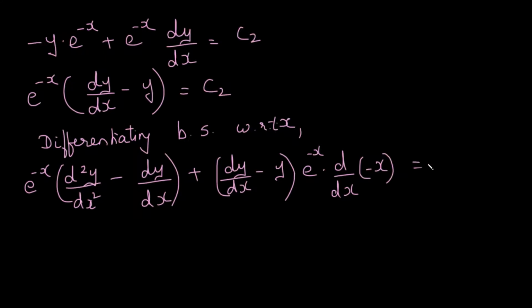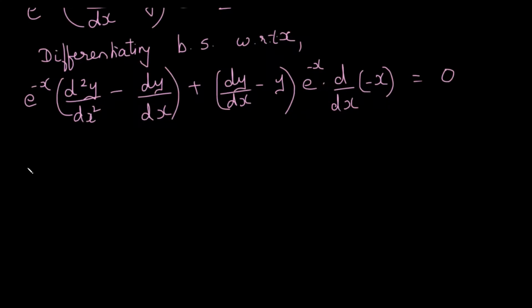Okay. Now on the RHS, what are we getting? RHS C2 being a constant, we are going to get 0. So we have eliminated the constant from the equation over here. Now we have to just write it in a proper manner, the whole thing in a proper manner. So we get e raised to minus x into, the first bracket remains the same because we have already finished the differentiation over here.